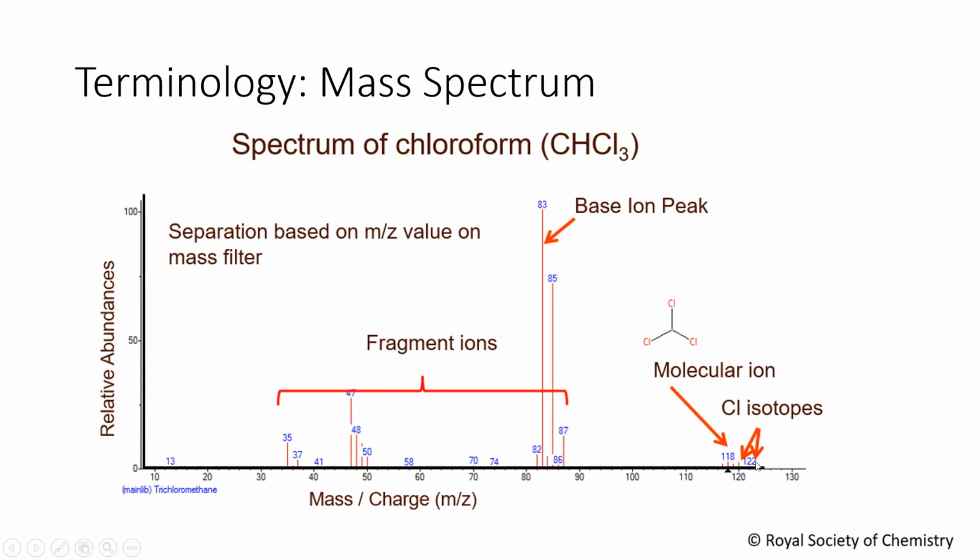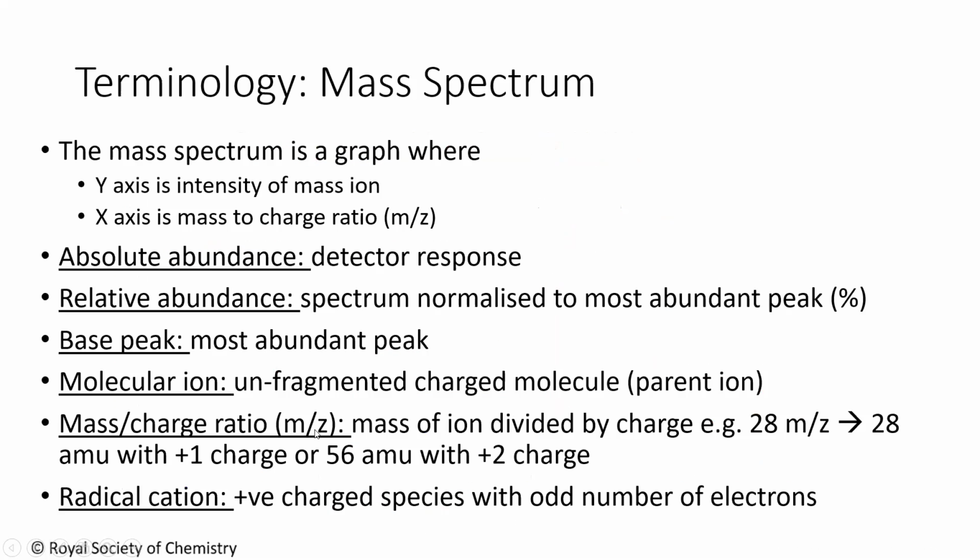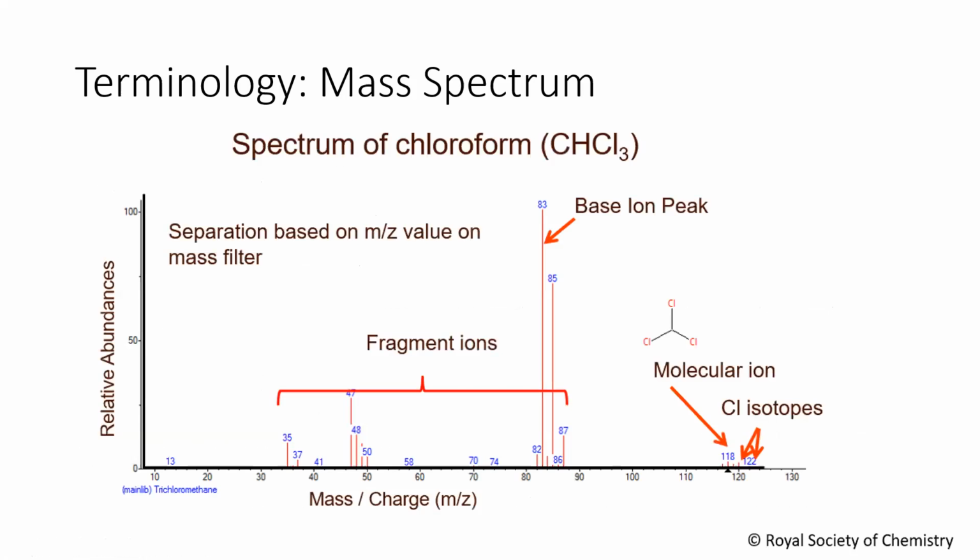These are the isotopes. This molecular ion is based on the normal mass of chlorine being 35. But peradventure, one of these chlorine atoms is chlorine 37. The mass will not be the same as this 118. The mass will be different. Other things we see there is the m over z, which is the mass to charge ratio. And we have what we call the radical cation. The radical cation is a positively charged ion with an odd number of electrons. A radical cation is a positively charged ion with an odd number of electrons.